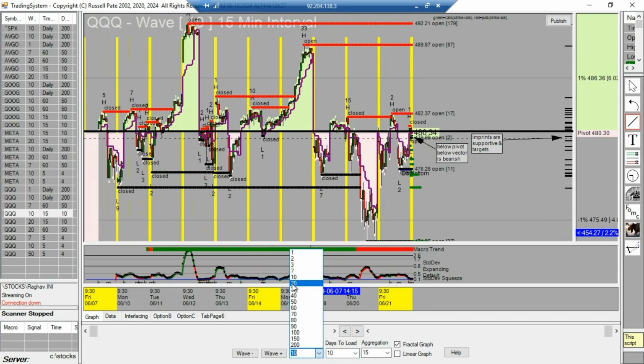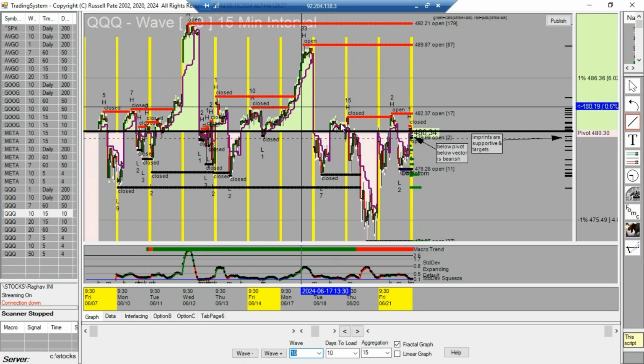Okay, then we have the wave. The simple concept of the wave is that the higher the amount of wave we have, the lower the frequency of moves from above and below the pivot we have. And the lower the amount of wave we have, the higher the frequency of moves we get above and below the pivot.